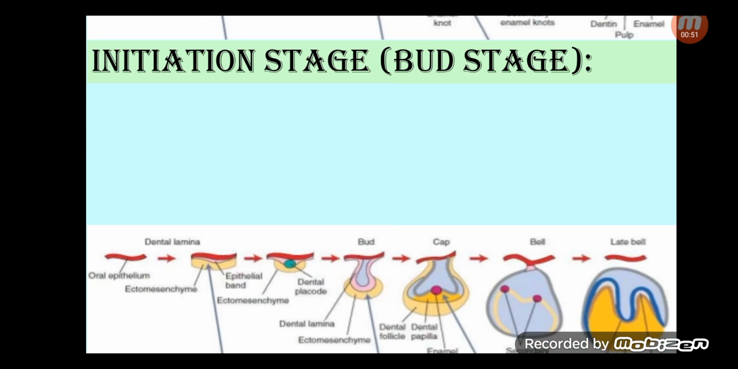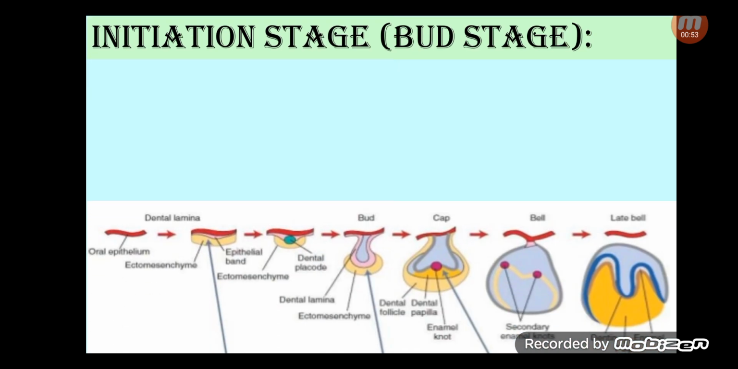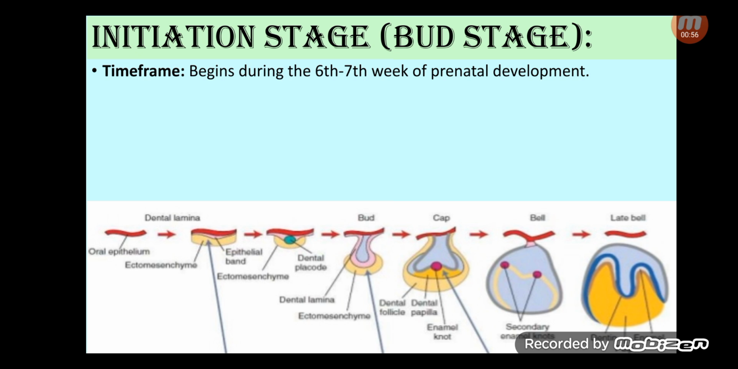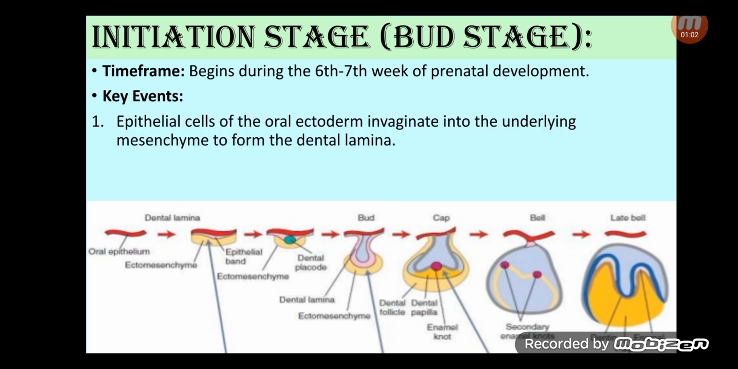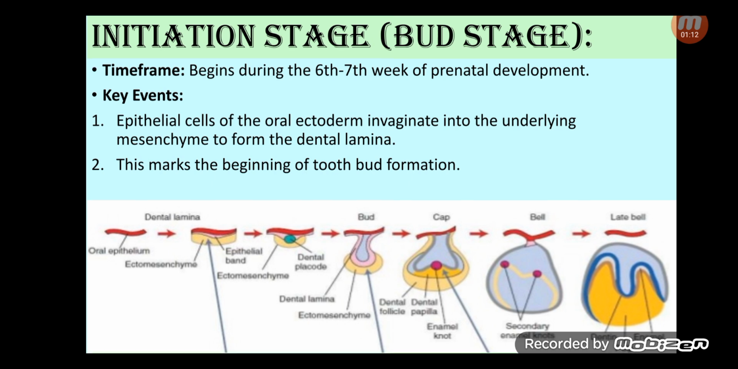So let's start with the initiation stage, also called the birth stage. If we talk about the time frame, it begins at the 6th and 7th week of prenatal development, and the key events that happen during the birth stage are that epithelial cells of the oral ectoderm invaginate into the underlying mesenchyme to form the dental lamina. This marks the beginning of tooth bud formation.